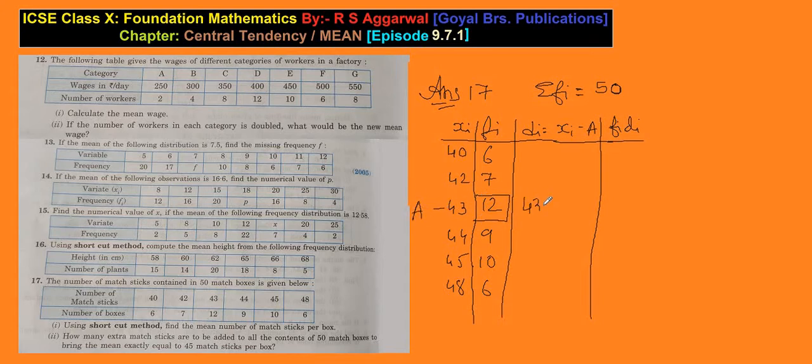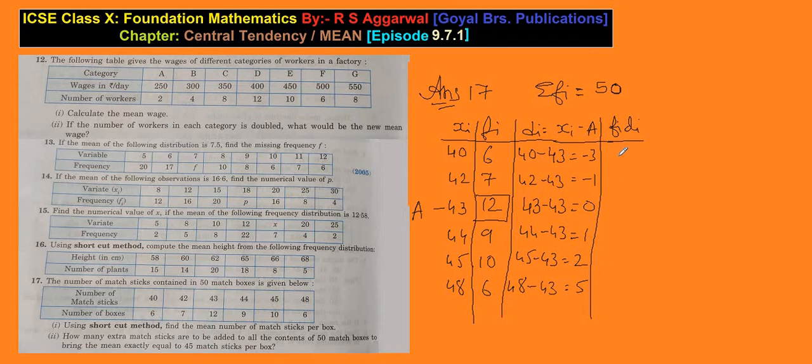So here 43 minus 43 is 0. Here 42 minus 43 is minus 1. Here 40 minus 43 is minus 3. Here 44 minus 43 is 1. Here 45 minus 43 is 2. Here 48 minus 43 is 5. So here you got the values.